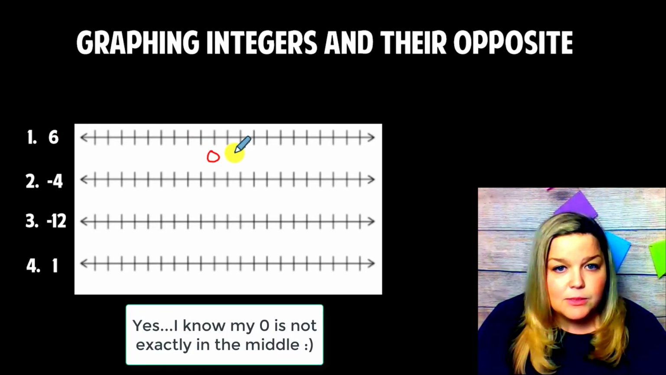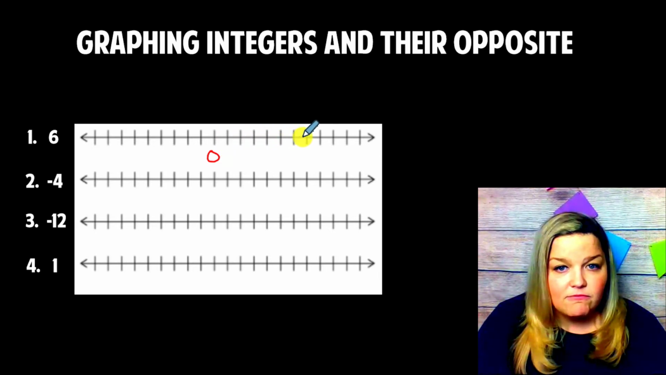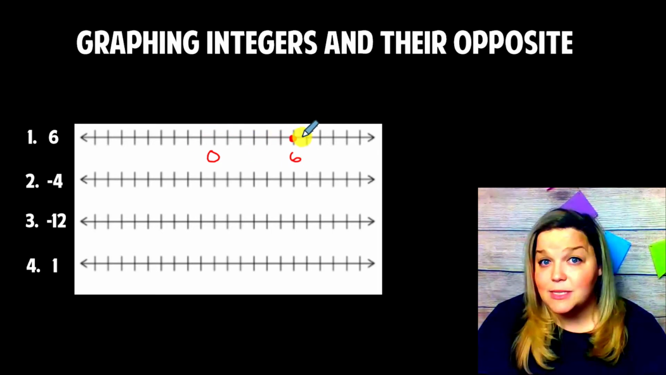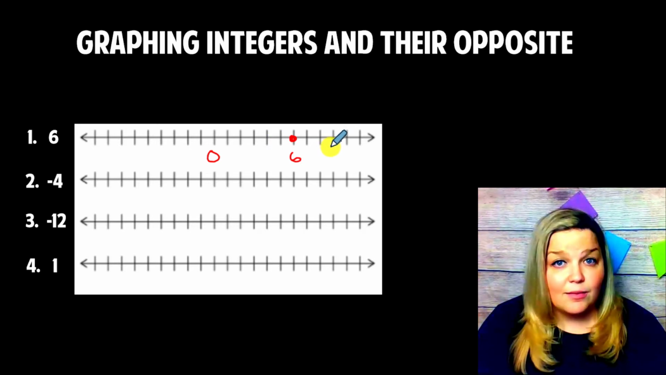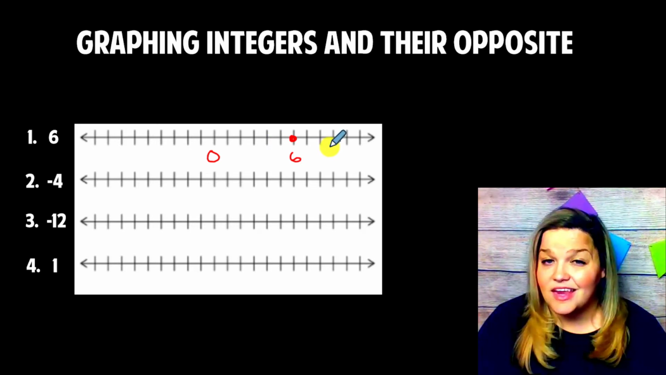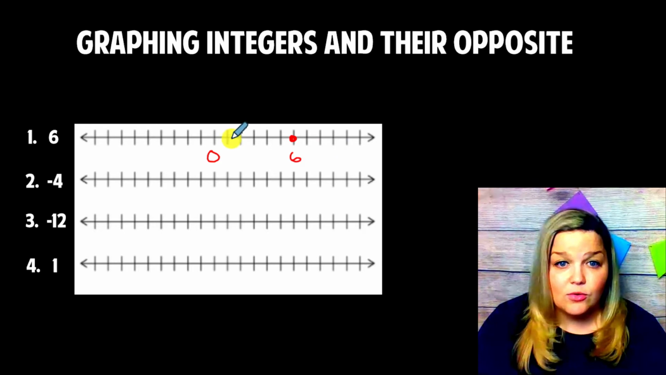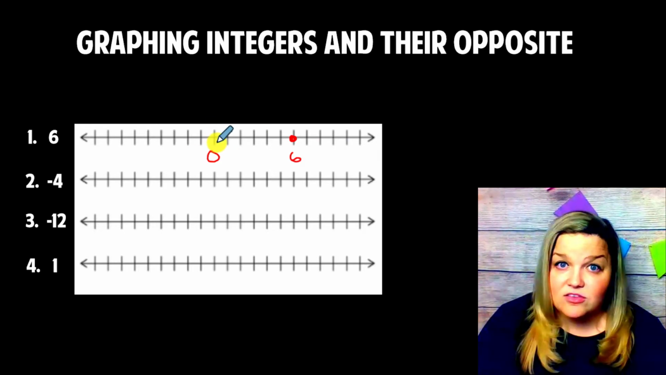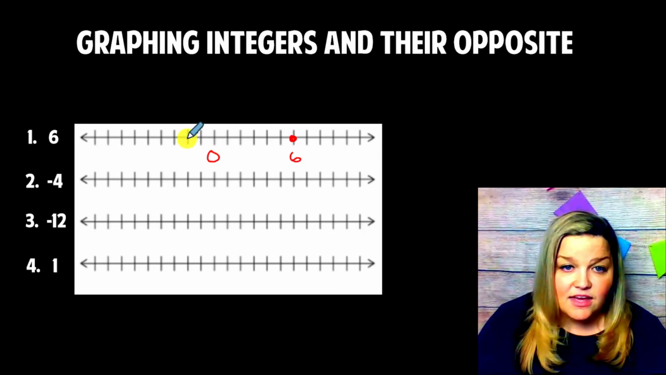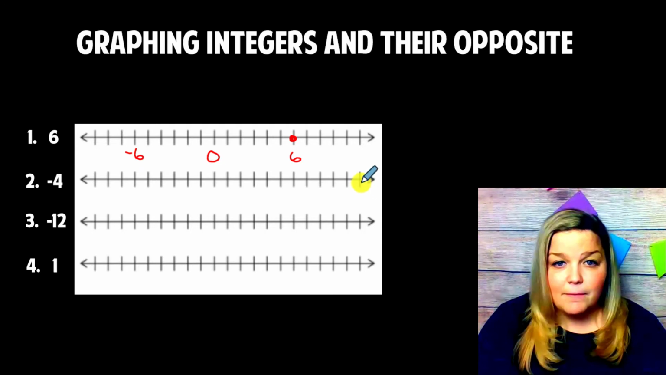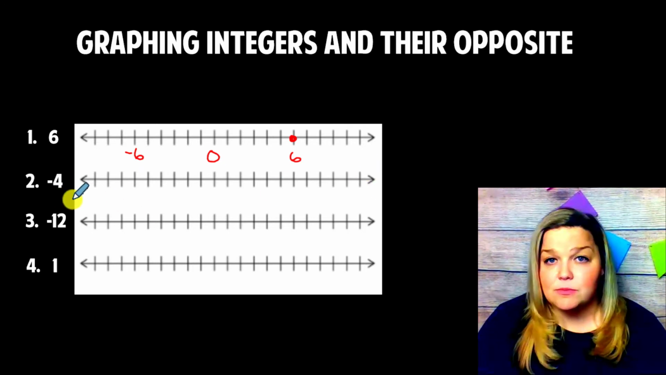So I'm going to label to 6. 1, 2, 3, 4, 5, 6. And I'm going to label that 6. And the opposite of 6 would be the number on the other side of the number line that is the same number of spaces away from 0. So let's come over here and let's count back 6 spaces. -1, -2, -3, -4, -5, -6. Perfect.